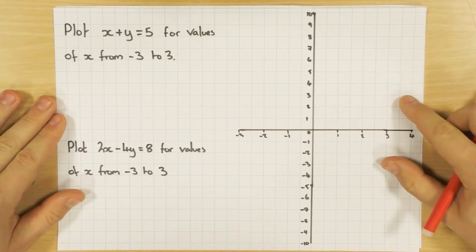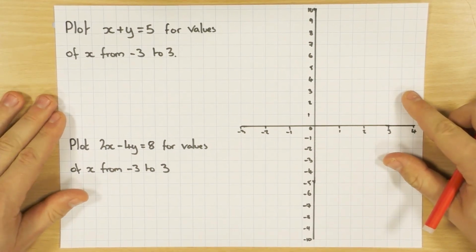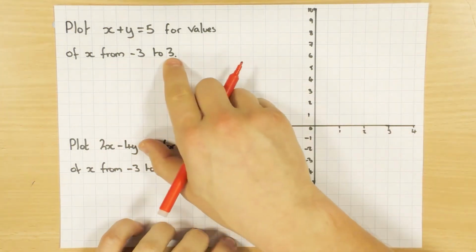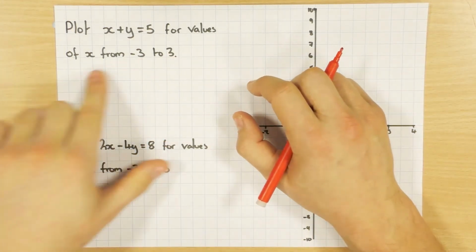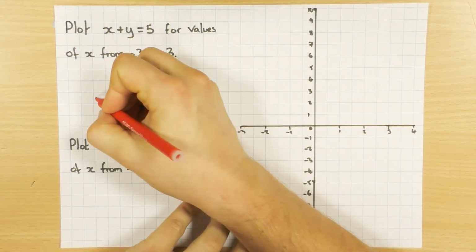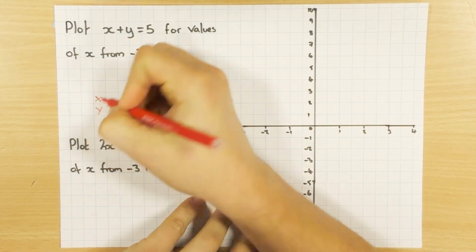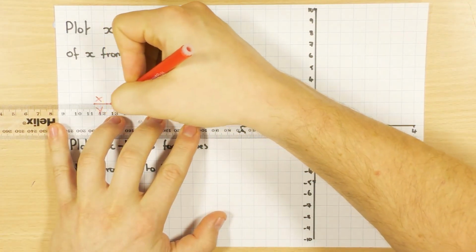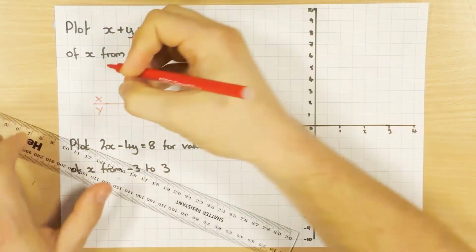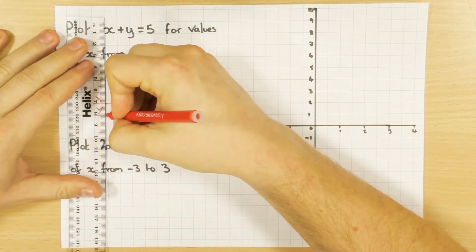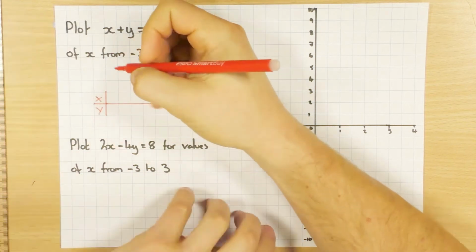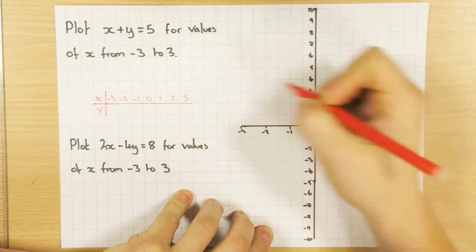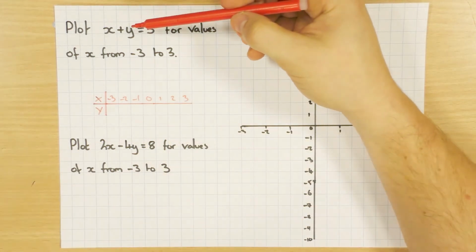And we could have something that looks a bit like this. So this is probably as hard as it would get for plotting. So again, I'm going from -3 to 3. And again, I haven't got a table, so draw a table. Okay. So -3, -2, -1, 0, 1, 2, 3. There we go.